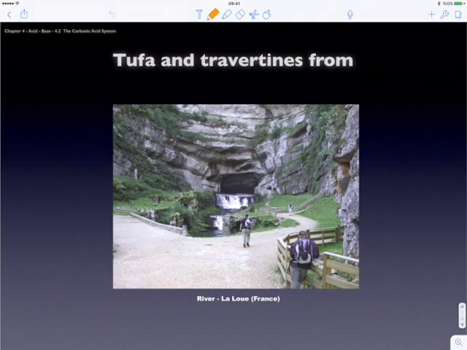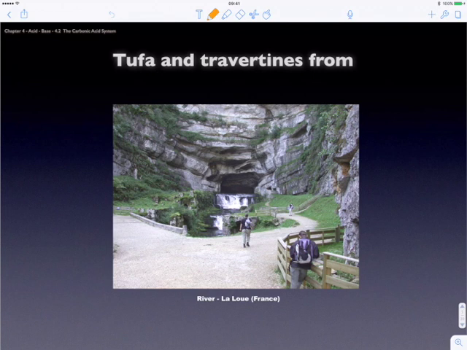And this is an example, in France, of the Rivière La Loup, of a similar system to the one I just drew on the board. You'll see in literature some people calling tufa and travertine different things, using tufa for cold water and travertine for the warm water system.